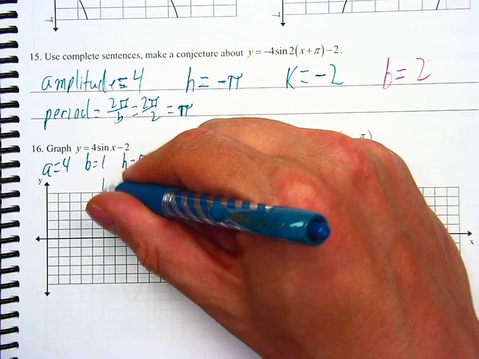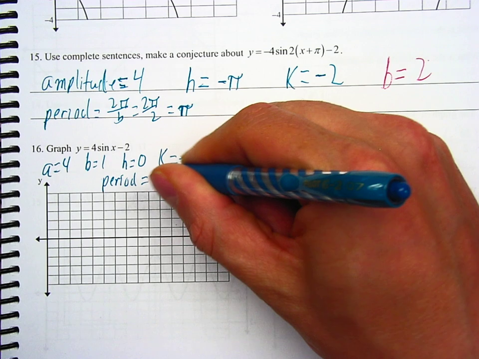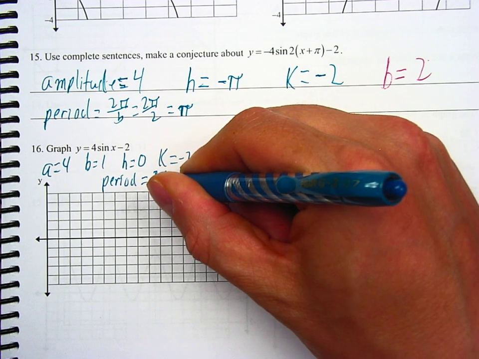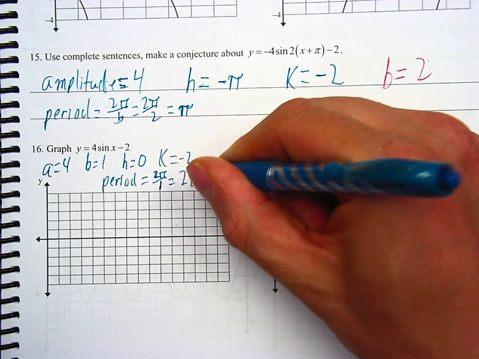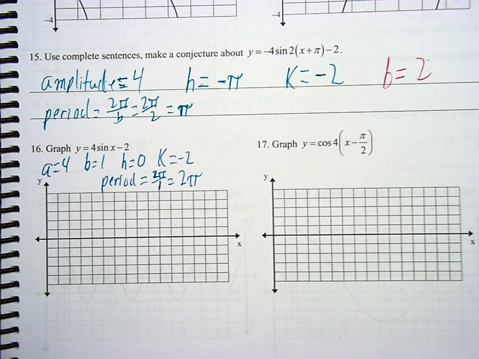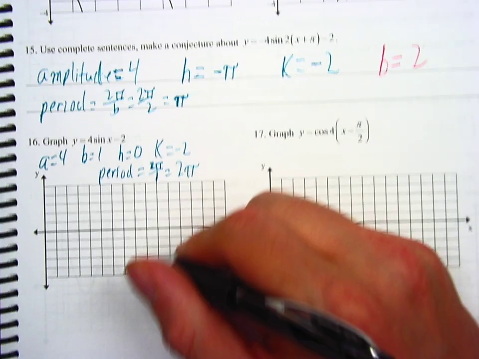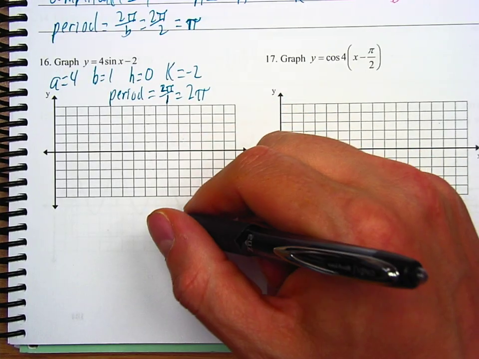I also have to write down what my period is. Period is 2 pi divided by b. Notice I made b a 1 here. So expect to have one function where you have the period of 2 pi, where b is 1. And then another function where it's not a period of 2 pi, where it's been modified a little bit. All right, so the sine function, it should have the start of its wave at h comma k.